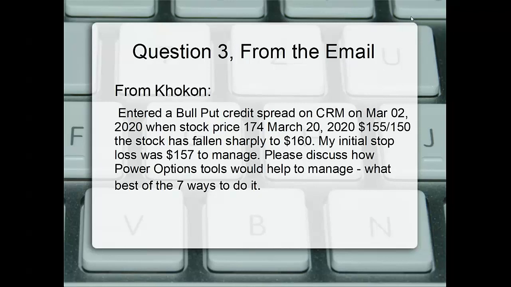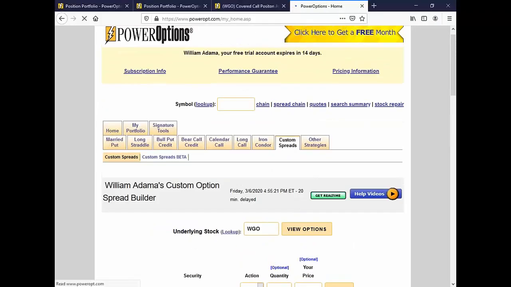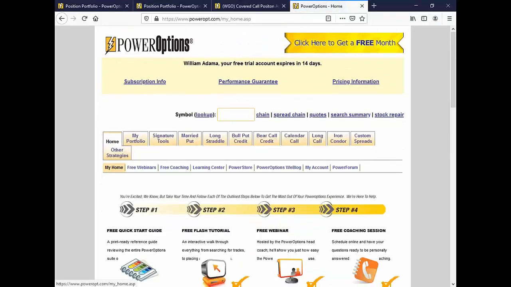All right. Toggle back over to PowerOptions. Let's show you one thing first. Get quickly to where we wanted to be. All right, so what does he mean by the 7 ways?